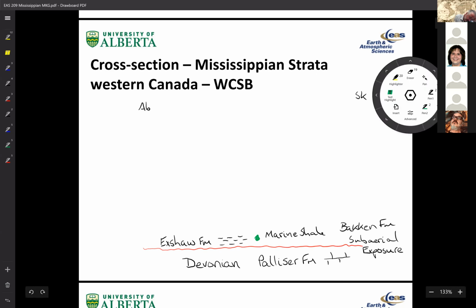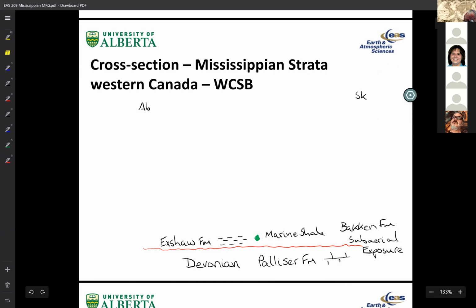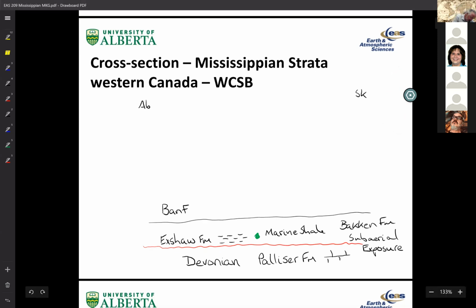On top of the Bakken, we're just going to put the Banff Formation here. And we'll stick now with the Alberta side of things. I don't know the stratigraphy of the Mississippian Williston Basin very well at all. The Banff Formation starts to develop. Down at the bottom, it's more shaly.